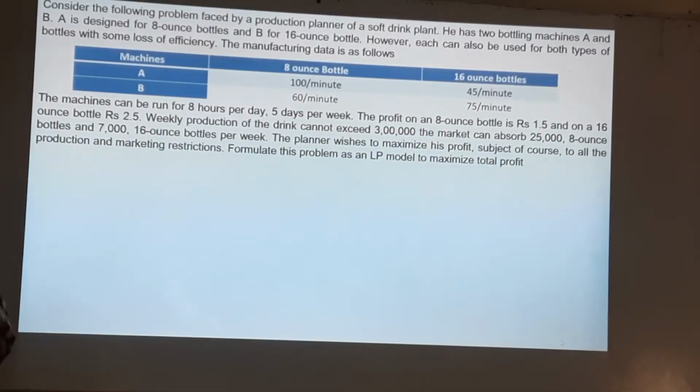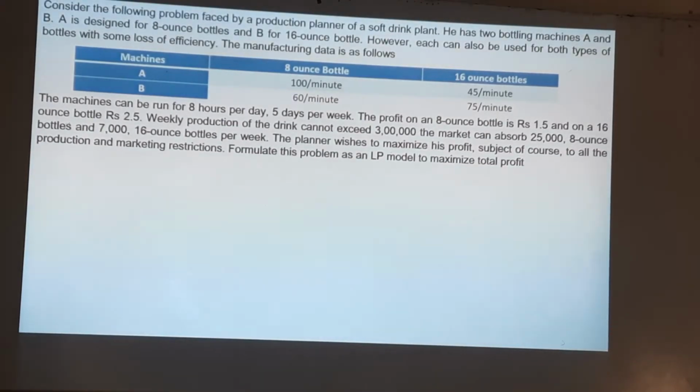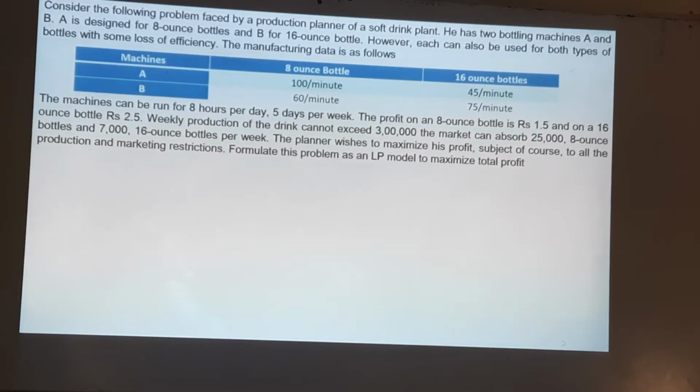So I will read out the problem first. Consider the following problem faced by a production planner of a soft drink plant. He has two bottling machines A and B. A is designed for 8-ounce bottles and B for 16-ounce bottles. However, each can also be used for both types of bottles with some loss of efficiency.